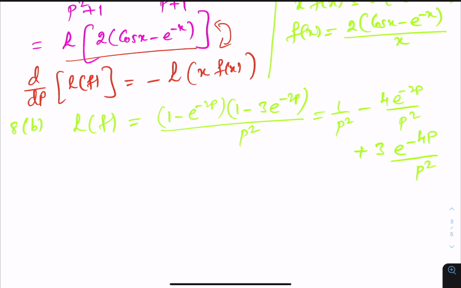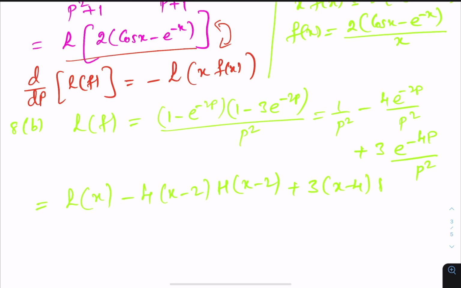Okay, now individually we know the Laplace transform of each of these. The first one is 1 over p square, so it's the Laplace transform of the function x. Again we have to use the second shifting theorem because the others are multiplied by an exponential over p square. So in this case it is 4 times x minus 2, the Heaviside function h of x minus 2, plus 3 times x minus 4 and the Heaviside function of x minus 4.